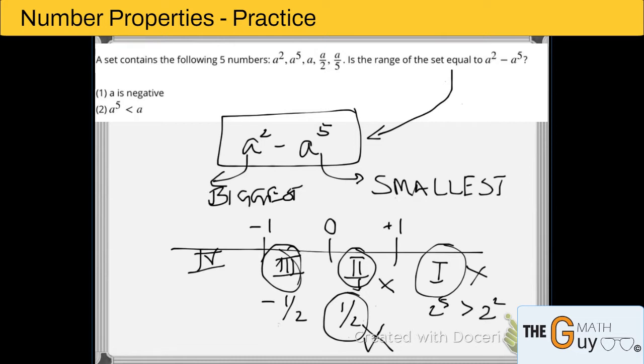A to the power 5 will also be negative, but a to the power 5 would be negative 1 over 32, which is bigger than negative half. So it's not the smallest, so this is not the zone. So we know that the numbers have to be in zone 4.